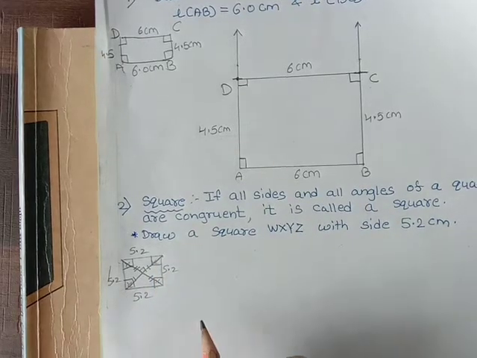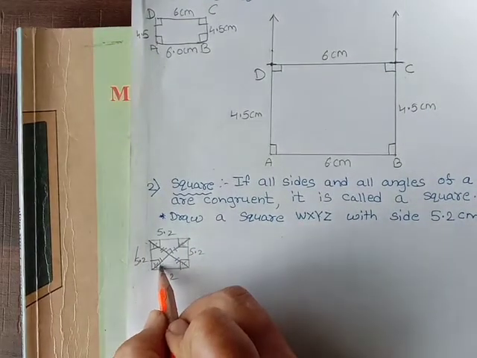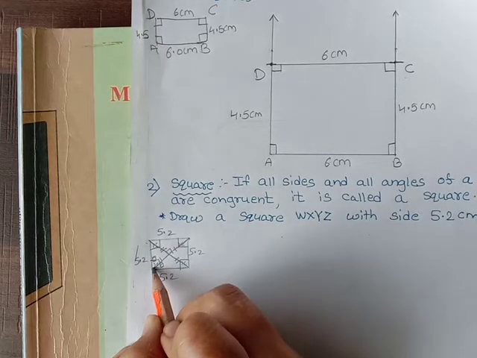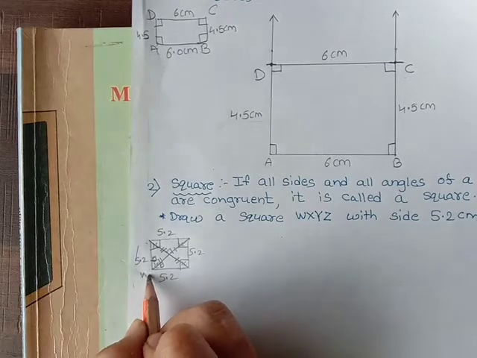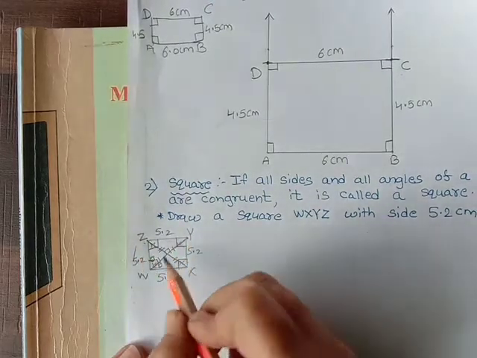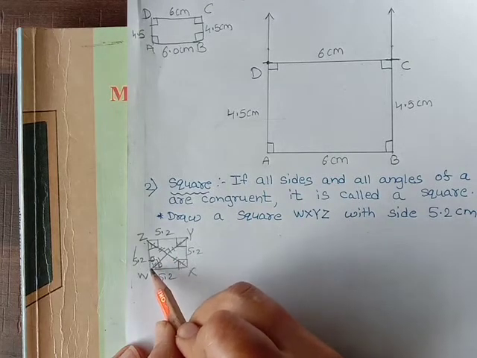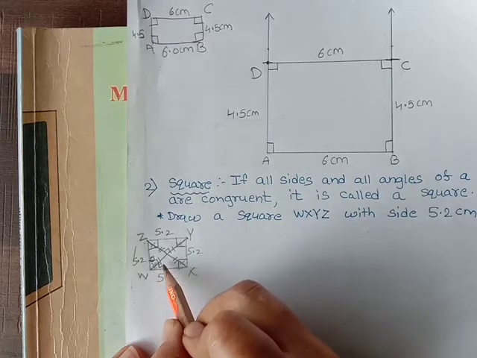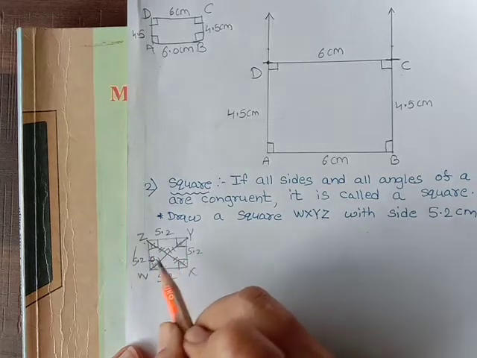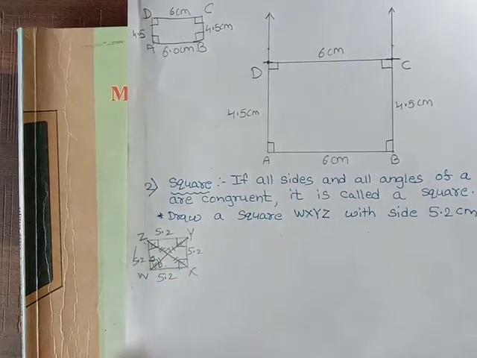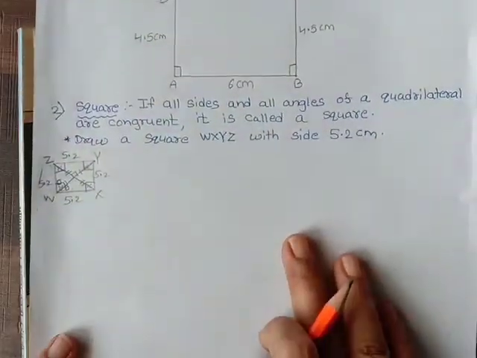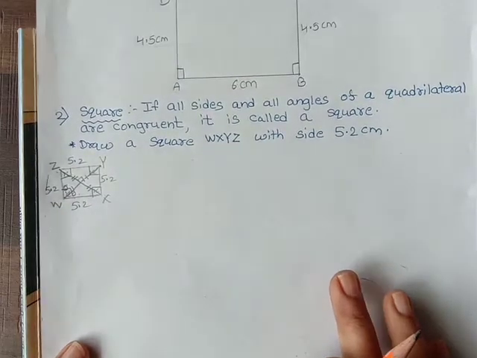And one more property is that this angle will be equal to this angle wherever the diagonal is bisecting. For example, if this is W, X, Y and Z, then this diagonal is going to bisect angle W in two equal parts. That means diagonals bisect opposite angles. So that is the fourth property. Alright, now let us first draw and then we will again revise the properties.